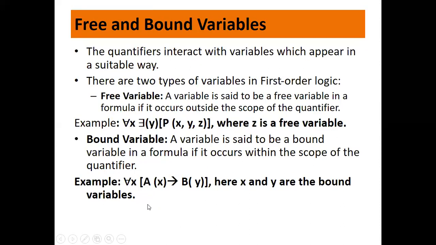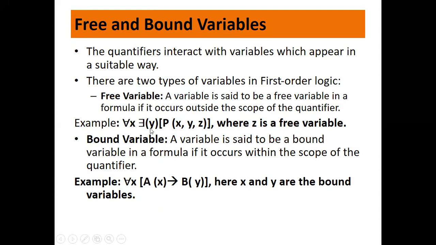Now, there is something called free and bound variables. In quantifiers, the quantifiers interact with variables which appear in a suitable way. There are two types of variables in first order logic predicates. First, free variables. A variable is said to be a free variable in a formula if it occurs outside the scope of the quantifier. It appears outside the scope of the quantifier.